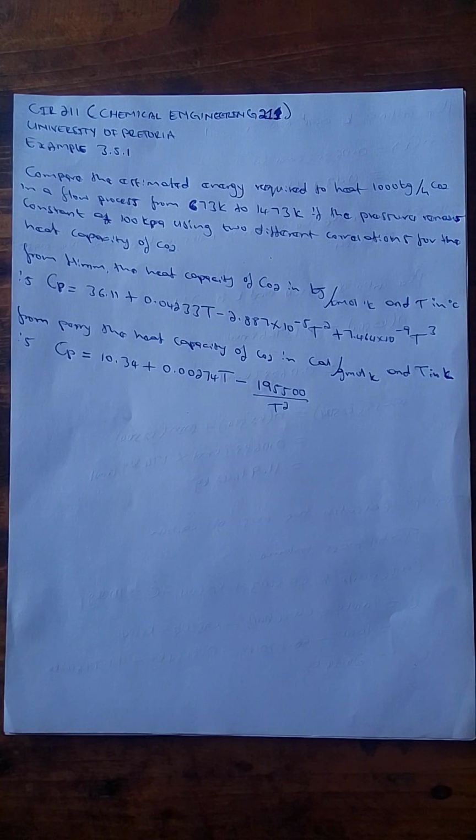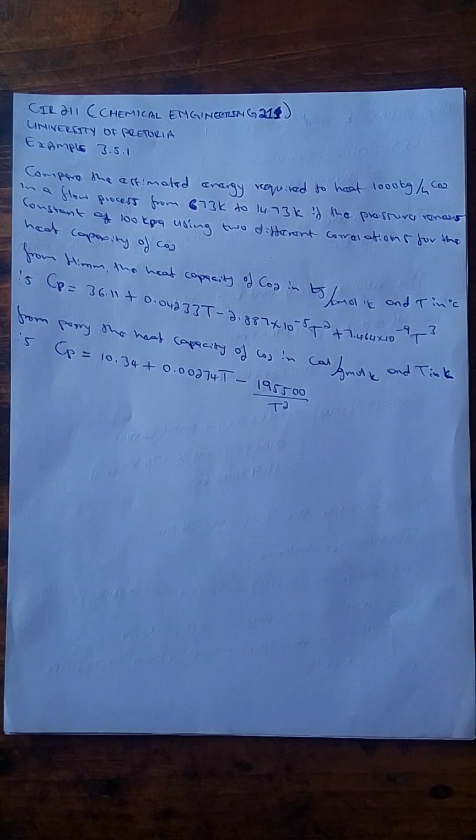It says, compare the estimated energy required to heat 1000 kilograms per hour of CO2 in a flow process from 673 Kelvin to 1473 Kelvin if the pressure remains constant at 100 kilopascals using two different correlations for the heat capacity of CO2. Now it gives us the information that we're going to be using to do the comparison of the correlations. It says from Himmelblau, which is the textbook that is used at CIR 211 at University of Pretoria.